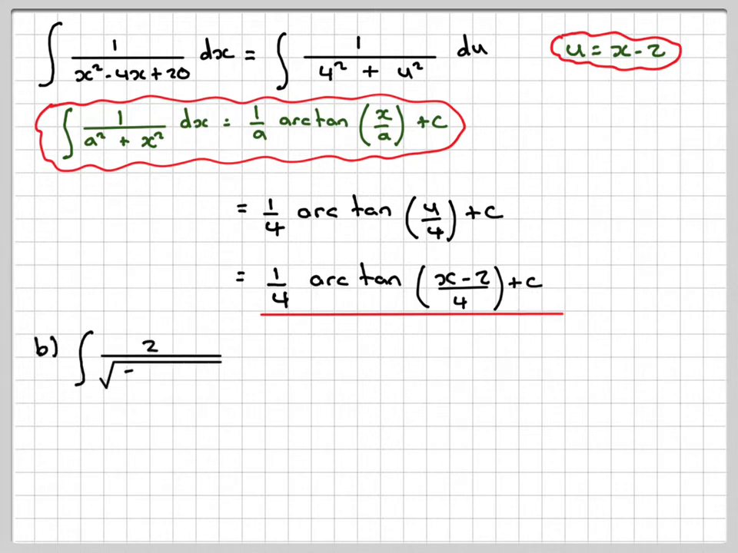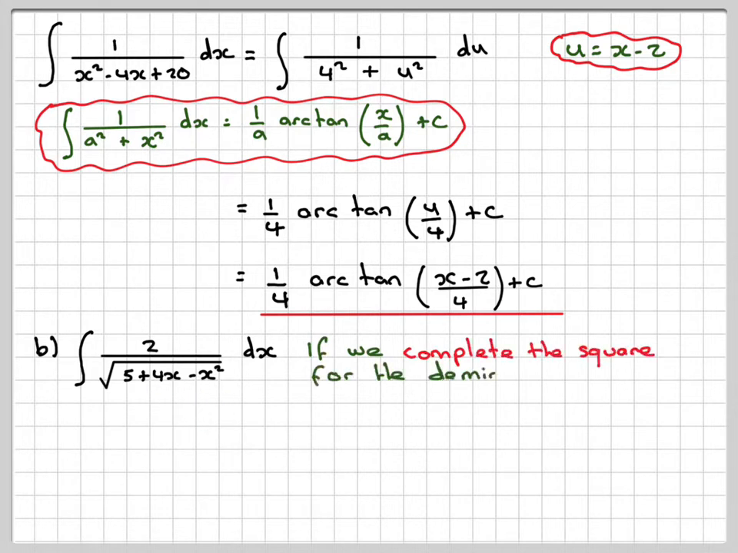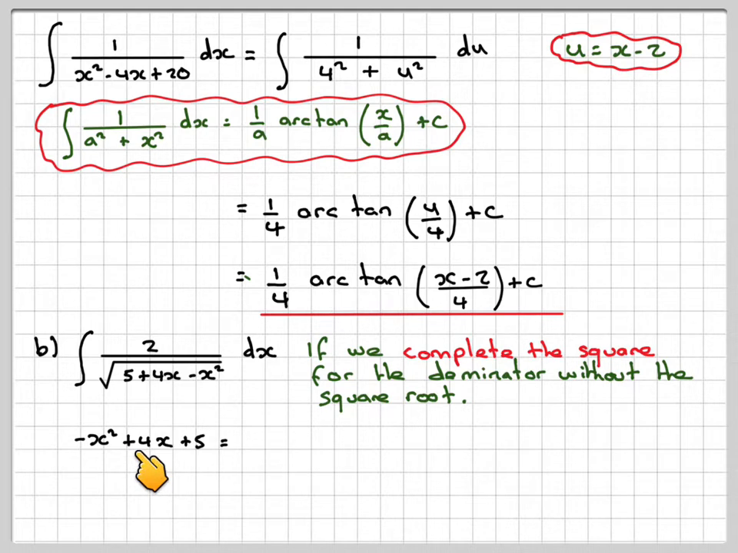Right, the second example, we've got 2 over 5 plus 4x minus x squared. So what you have to do here in the denominator, you need to complete the square. We'll just take the square root sign out for a moment. So we rewrite it as minus x squared plus 4x plus 5. Now, there are different ways of completing the square, but this is how I do it. I'm going to write it as minus bracket x squared minus 4x, the sign would have to change because I'm taking that minus sign, plus 5.